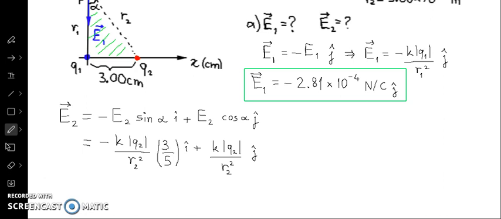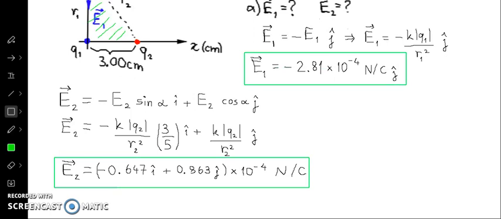Now let's go ahead and plug in the values and calculate the components of E2. And here's the result we get for E2 when we plug in the numerical values: negative 0.647 i hat plus 0.863 j hat. I have an overall factor of 10 to the negative 4 power, so I put the two components in parentheses and have the factor of 10 outside of the parentheses, and the unit of course for both components is newton per coulomb. So that was part A.